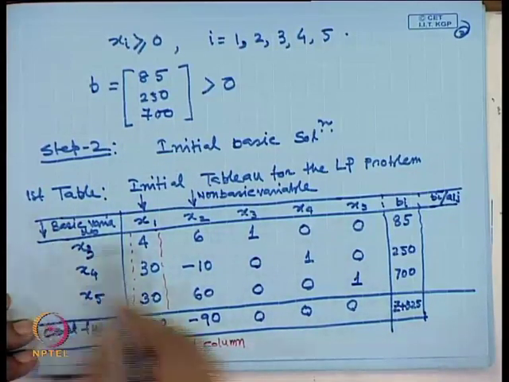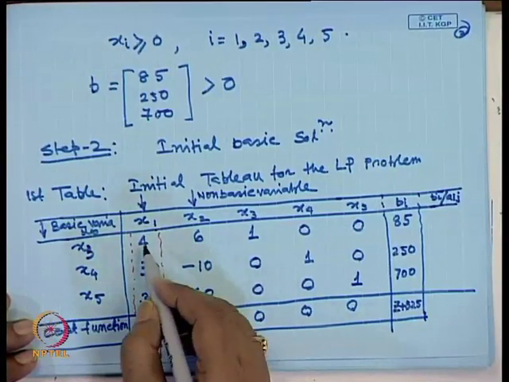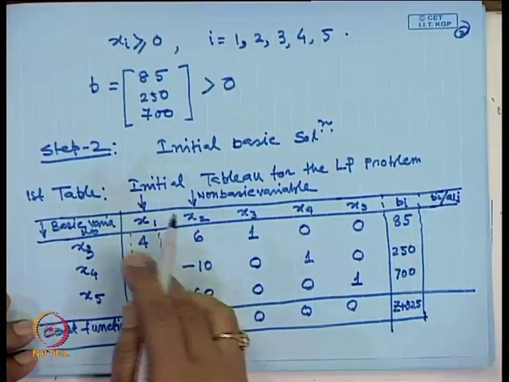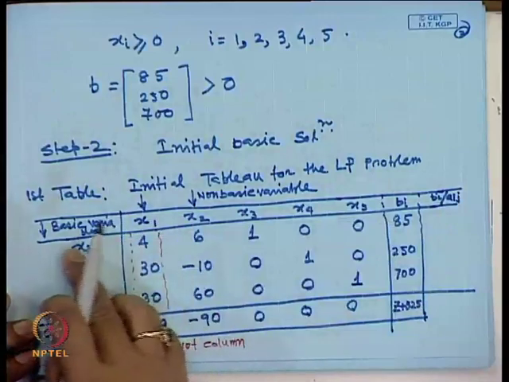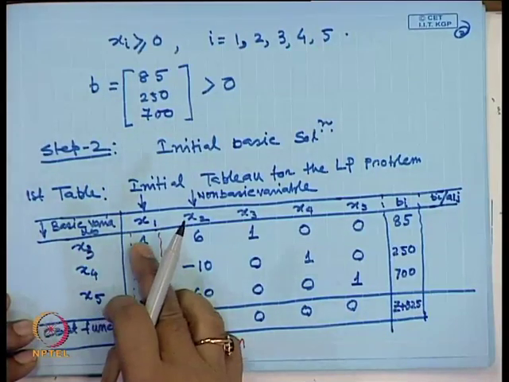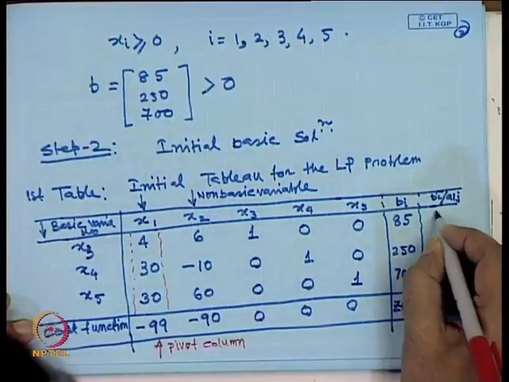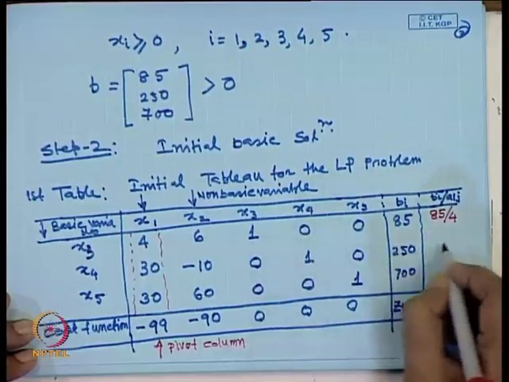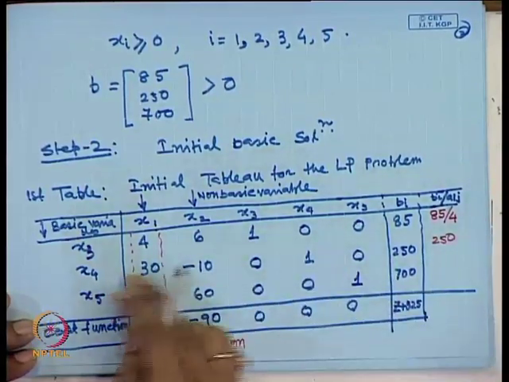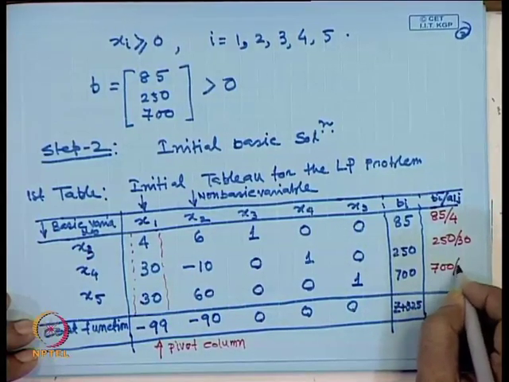Now, which variable, that means x3, x4, x5, which variable now will act as a non-basic variable? That we have seen, we have told you how to check it. Take the ratio b, this is b1, b2, b3, b1 is the first row, divided by a1, the first column. So I will write it, this is the ratio you calculate: 85 divided by 4, then b2 is 250 divided by 30, then 700 divided by 30.